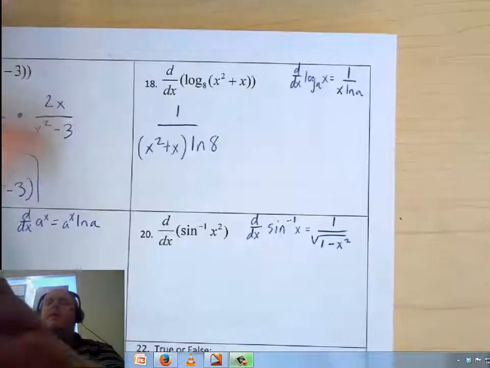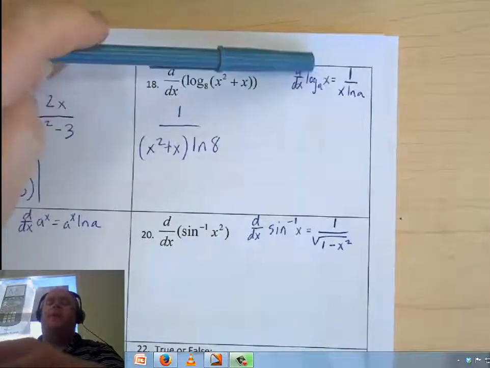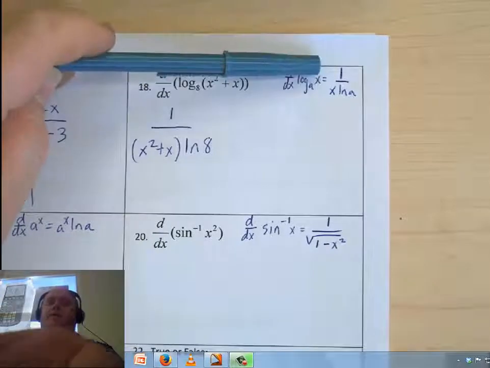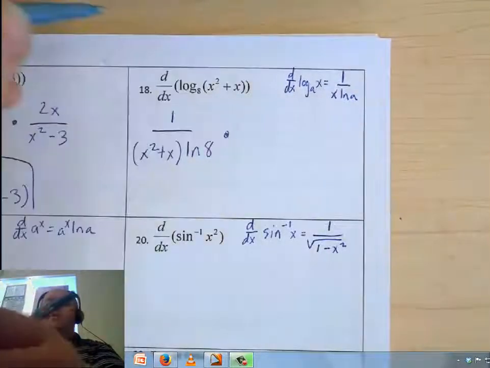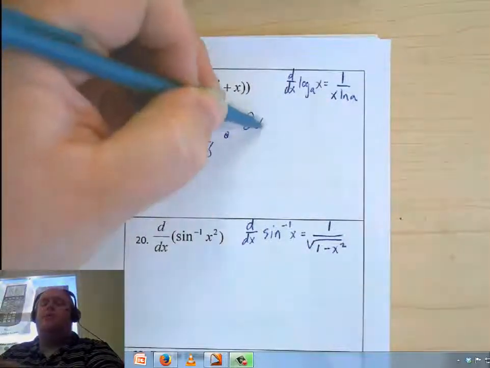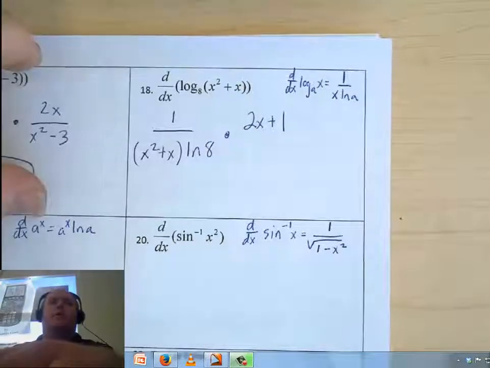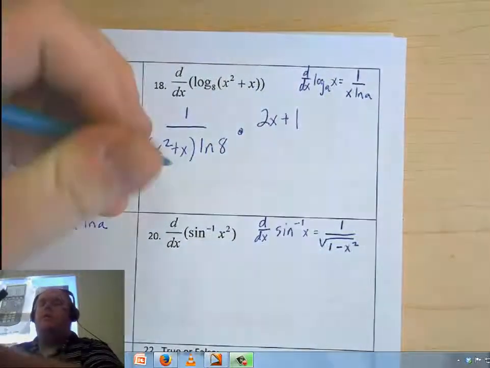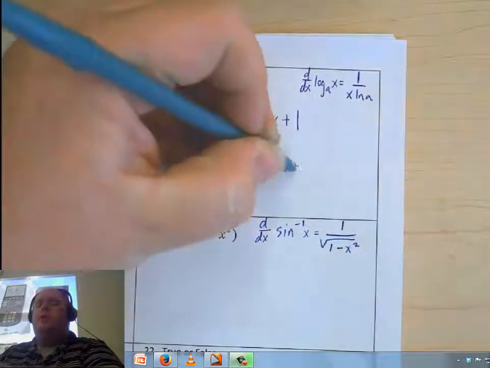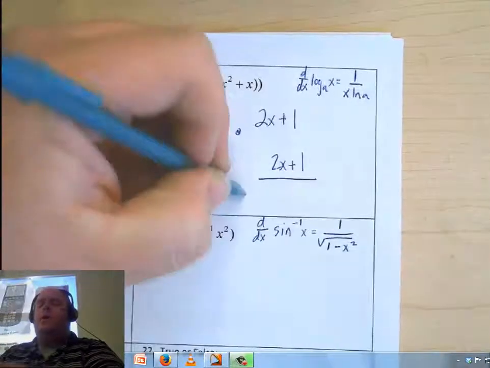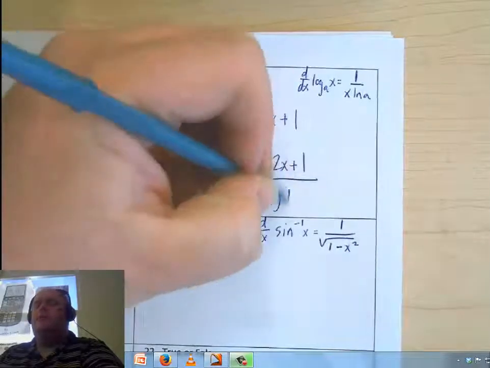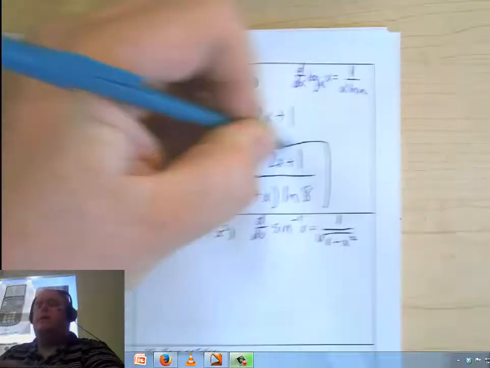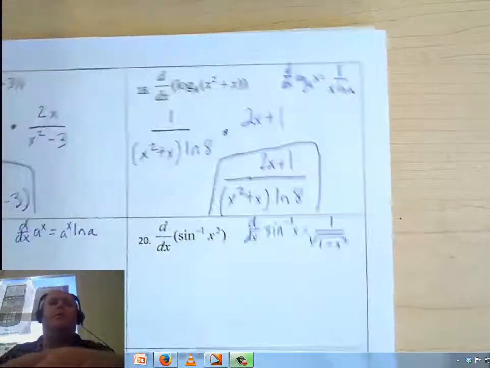However, this is the derivative simply for log base a of x. Our x turned into x squared plus x, so we need to multiply it by that derivative, which is 2x plus 1. So when I get my final answer, 2x plus 1 over x squared plus x times natural log of 8. So there'd be my derivative.